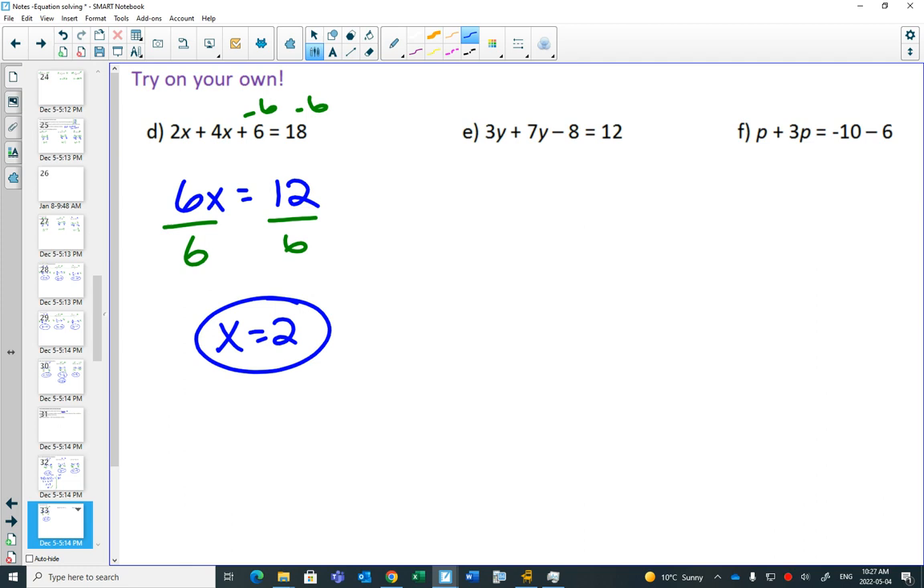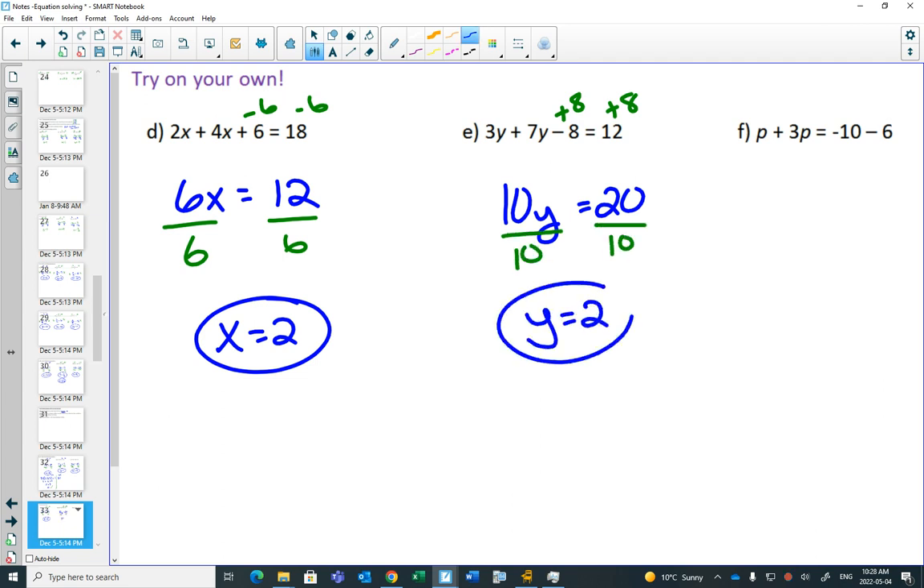Do I have like terms in this one? Yes. The 8 and 12 are on opposite sides, so I'm going to add 8 to both sides. 3y plus 7y is 10y. 8 plus 12 is 20. Divide both sides by 10. And I get y equals 2.